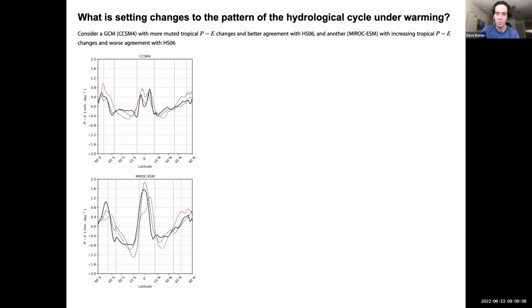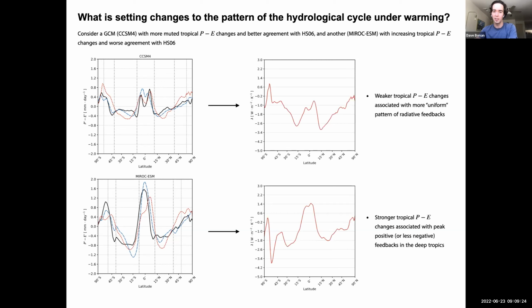You can see that in the more muted response, the Held and Soden and moist energy balance model agree in the tropics, less so in the high latitudes. Whereas in the MIROC ESM response, which is much more amplified, you can see that they disagree in the deep tropics and also disagree in the high latitudes. If you take a look at the feedback patterns in these two models, you can see they're quite similar and different in certain respects.